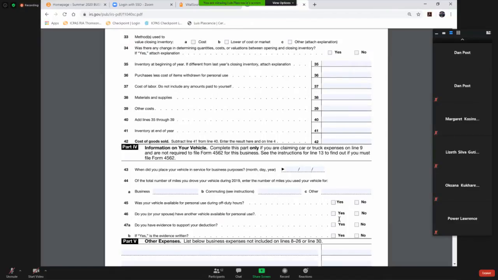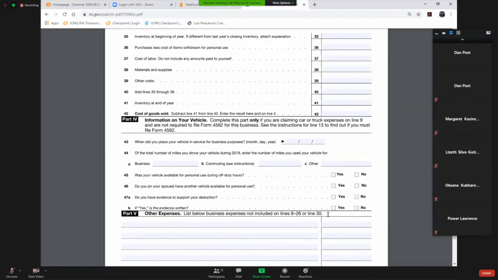Now, these questions have to be filled out. Especially this question right here where it says, do you have evidence to support your deduction? Yes, you should have evidence. They have to have a mileage log. It doesn't have to be a spreadsheet. It can even be a piece of paper. I had clients that actually have a mileage log on a piece of paper, the old-fashioned way. Sometimes that's all it takes.